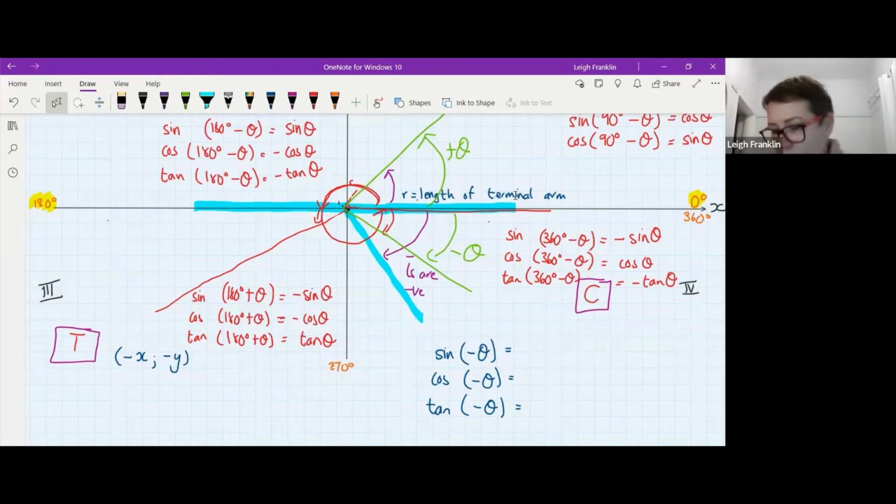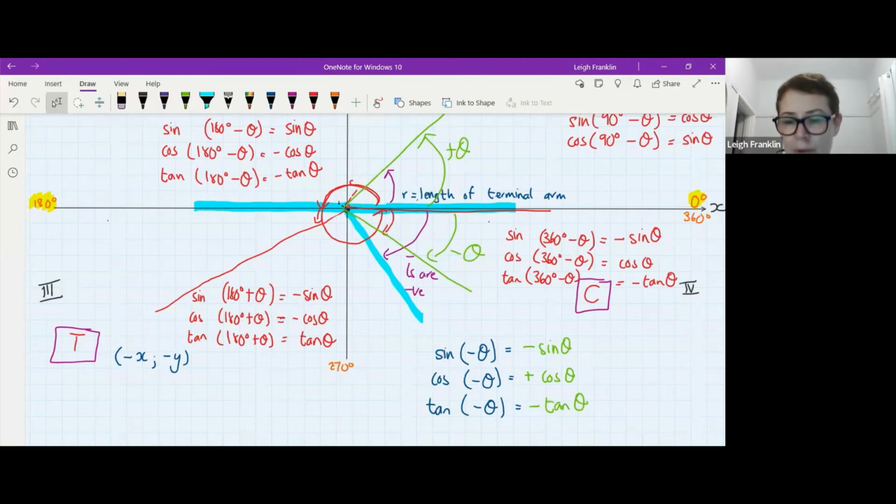So sine of minus theta, cos of minus theta, tan of minus theta means that my terminal arm has come to rest in quadrant number 4. You will see that this reduces in exactly the same way that 360 minus theta reduces. So this ends up being negative sine theta, this ends up being positive cos theta, and this ends up being? Negative tan theta, quite right.